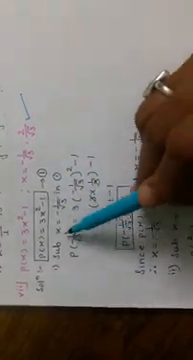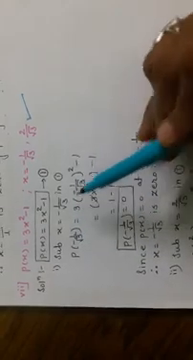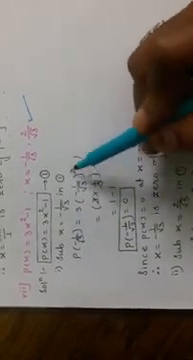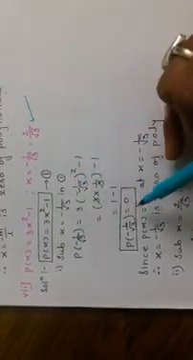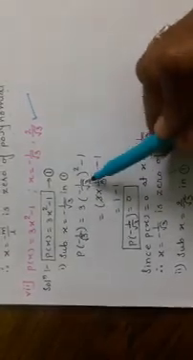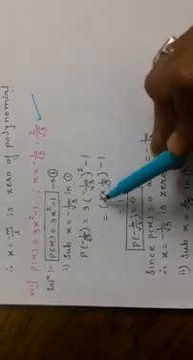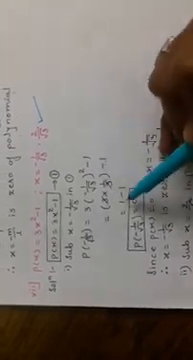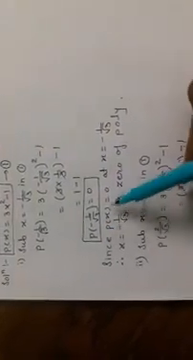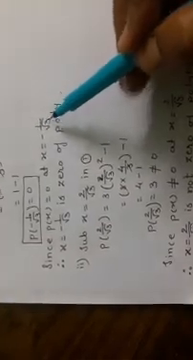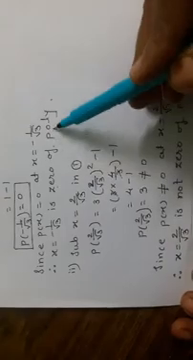So P of minus 1 upon root 3 is equal to 3 into minus 1 upon root 3 whole square minus 1. Now minus square is a plus. 1 square is 1 and root 3 square is 3. The 3 will cancel. 1 minus 1 is 0. Since P of x is equal to 0 at x equal to minus 1 by root 3, therefore x equal to minus 1 by root 3 is a 0 of the polynomial.